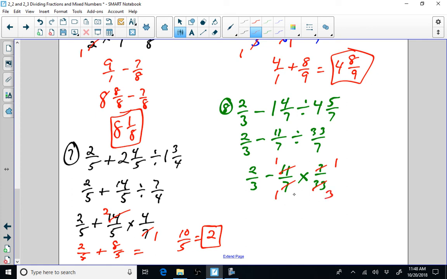Numerator times numerator. Denominator times denominator. Recopy the 2/3 minus. 1 times 1 is 1. 1 times 3 is 3. So we have 2/3 minus 1/3, which is going to be 1/3.